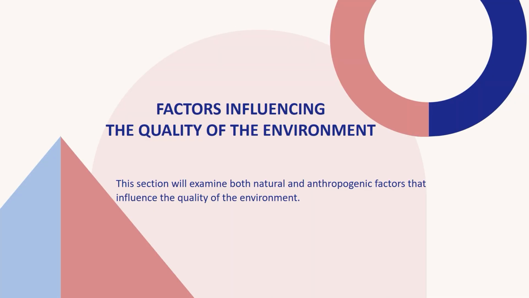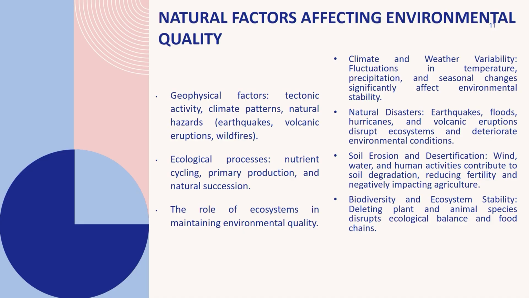Factors influencing the quality of the environment. This section will examine both natural and anthropogenic factors that influence the quality of the environment. Natural factors affecting the environmental quality are geophysical factors, tectonic activity, climate patterns, natural hazards, that is earthquakes, volcanic eruptions and wildfires. Ecological processes means nutrient cycling, primary productions and natural successions, and the role of ecosystems in maintaining environmental quality.